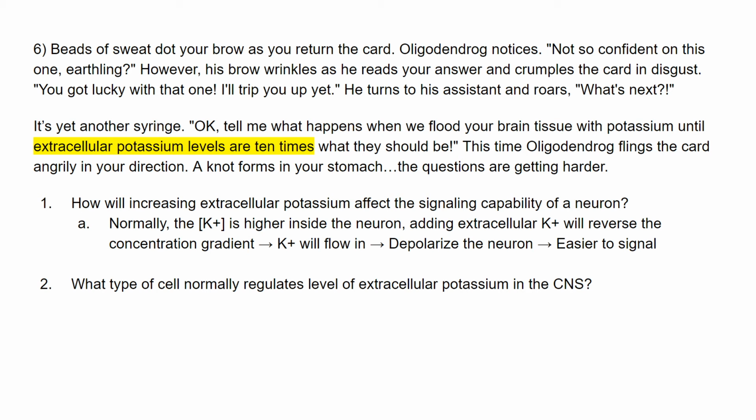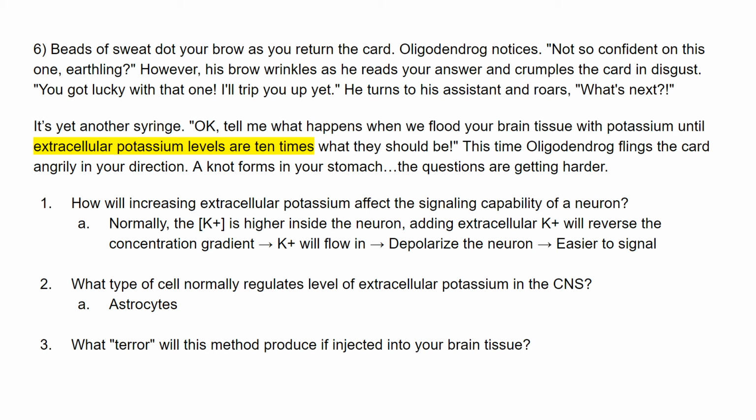What type of cell normally regulates the levels of extracellular potassium in the central nervous system? That would be our star-shaped astrocytes, which are in charge of basically mopping up the extra potassium that's outside of the cell so that this problem doesn't happen.